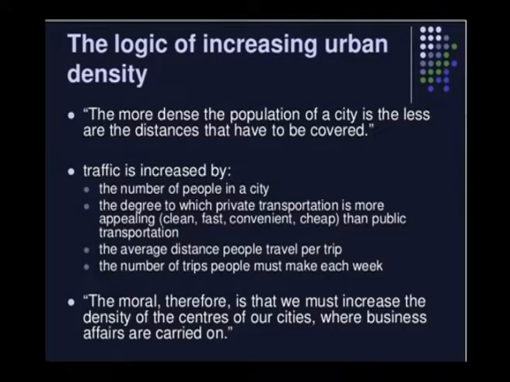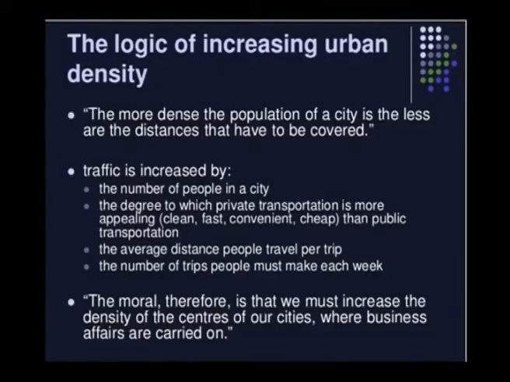The logic of increasing urban density. The more dense the population of a city is, the less the area, the distances that have to be covered. Traffic is increased by the number of people in the city, the degree to which private transportation is more appealing, that is clean, fast, convenient, cheap, than public transportation, the average distance people travel per trip, the number of trips people must take each week.